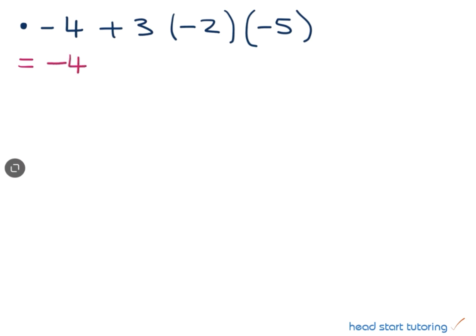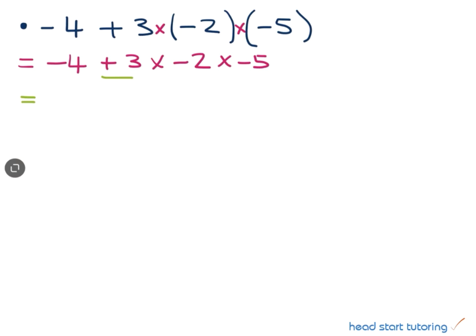We have got negative 4 plus 3, and then we've got brackets, negative 2, close brackets, open brackets, negative 5, close brackets. So remember that when we have got a number and brackets immediately afterwards, it means that we are multiplying by the number inside that bracket, and we will be multiplying there again because we've got brackets right next to each other. Right, so remember that BODMAS will always apply.